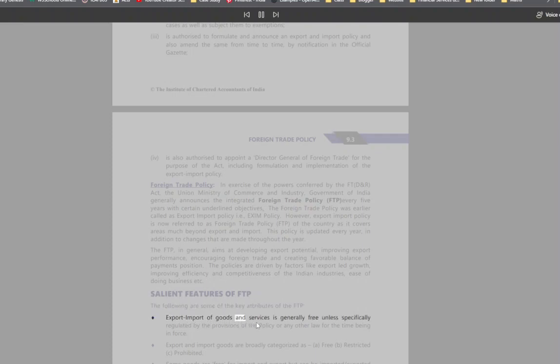Export-import of goods and services is generally free unless specifically regulated by the provisions of the policy or any other law for the time being in force. Export and import goods are broadly categorized as A. Free, B. Restricted, C. Prohibited.